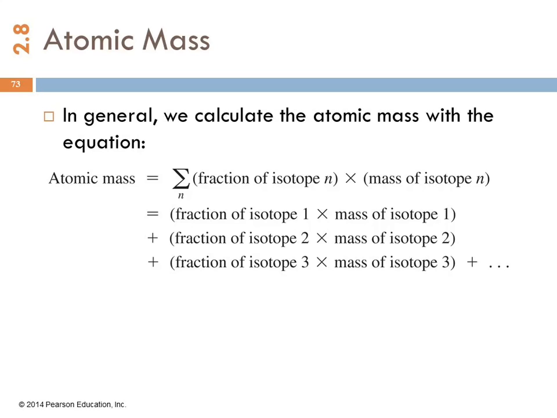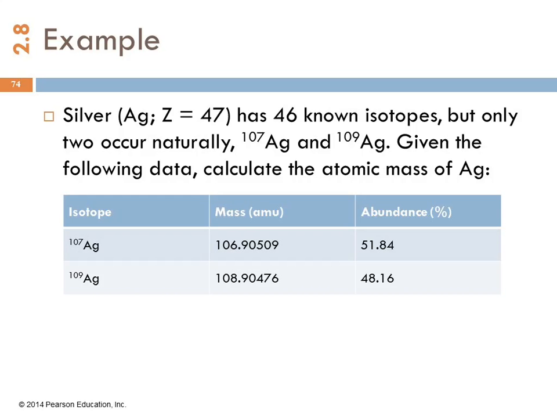So this is one way of looking at how to calculate that. The fraction of the isotope times the mass of the isotope. And for however many isotopes you have, you just add them all together. Let's do this one real quick. Silver has 46 known isotopes, but only 2 occur naturally. So we're supposed to calculate the atomic mass of silver.